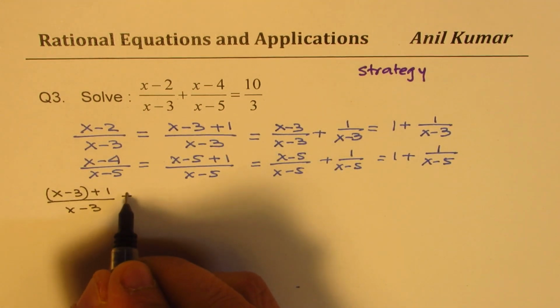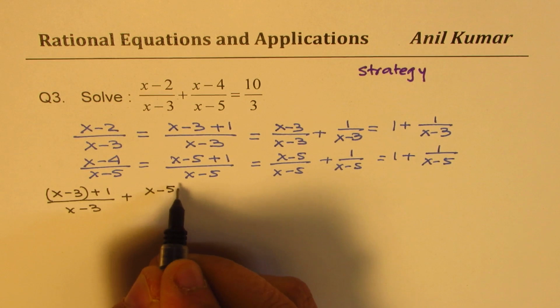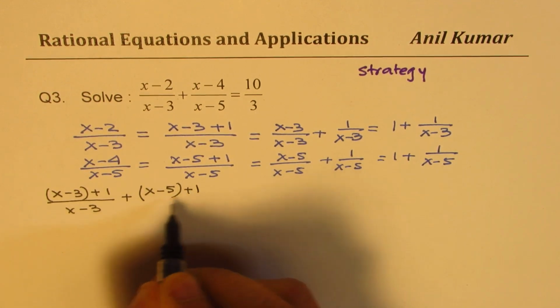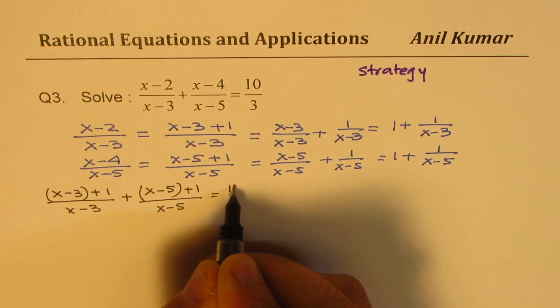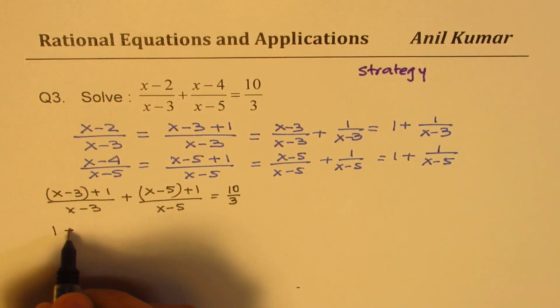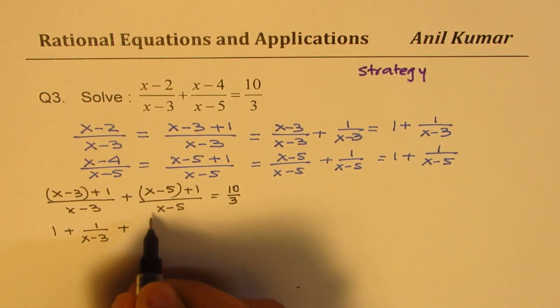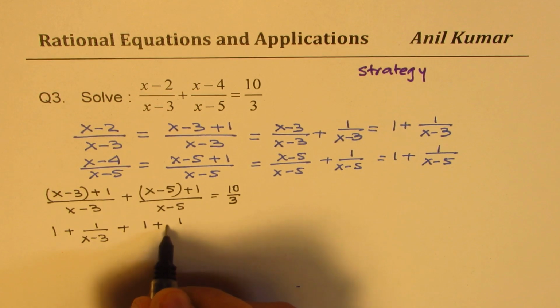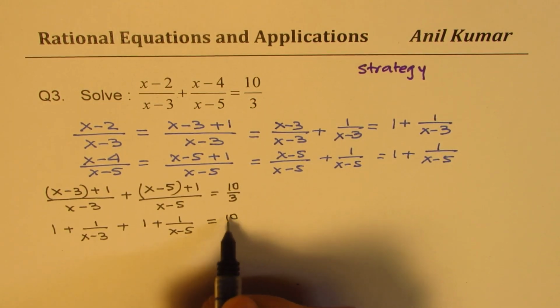Correct? The second term here is x minus 4. I'm writing this as x minus 5 plus 1 over x minus 5, right? Equals 10 over 3. Correct? This is like 1 plus 1 over x minus 3. Here we have 1 plus 1 over x minus 5 equals 10 over 3.